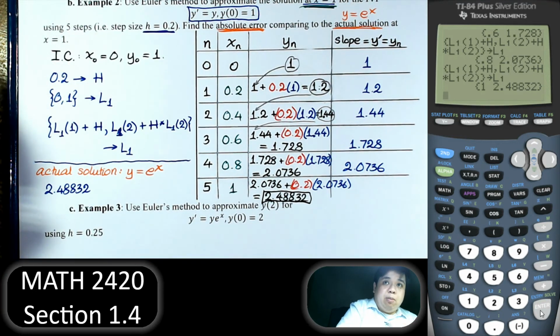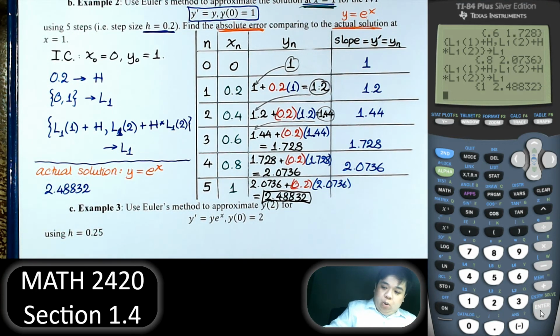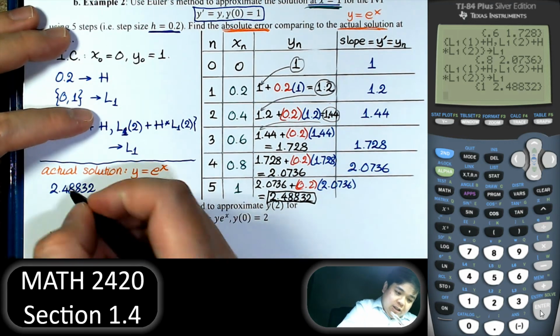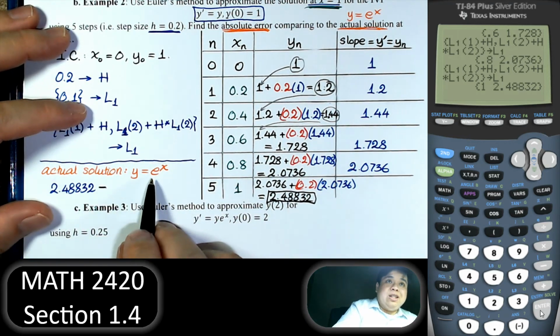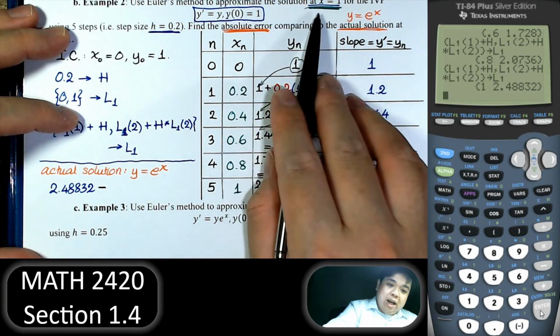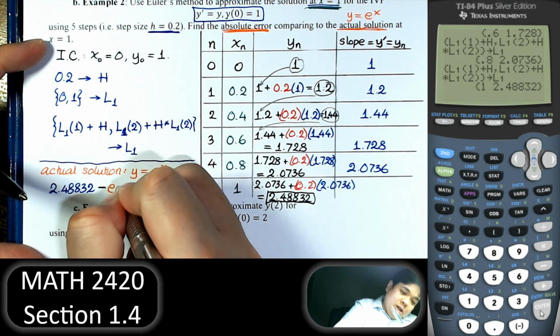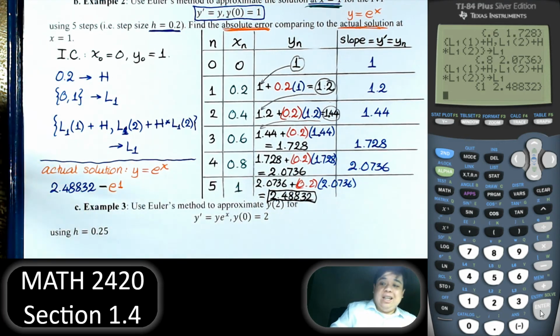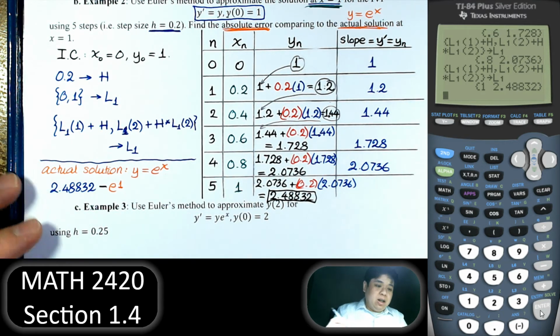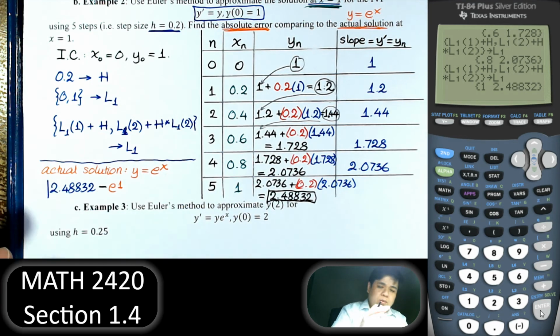That is the approximation. So we subtract. The actual solution is e to the x, and the solution will be at x equal to 1. So the actual solution is e to the first power, which is just e, or 2.71828. So the actual solution is e to the first.